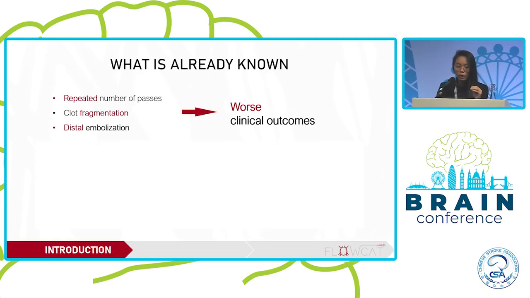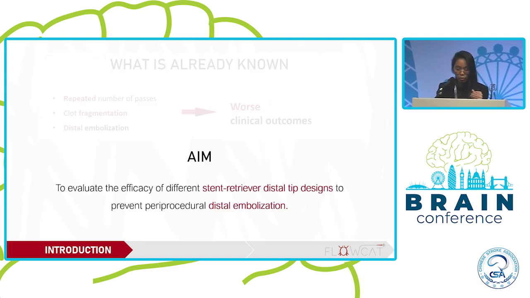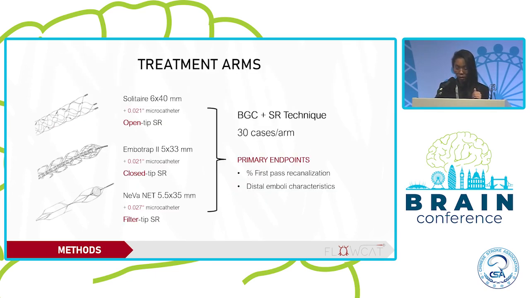And what we already know is that the factors affecting the procedural outcomes are the repeated number of passes, the clot fragmentation, and the distal embolization that lead towards both angiographical and clinical outcomes. So what we aim to do in this study is to evaluate the efficacy of different stent retriever distal tip designs to prevent procedural distal embolization.